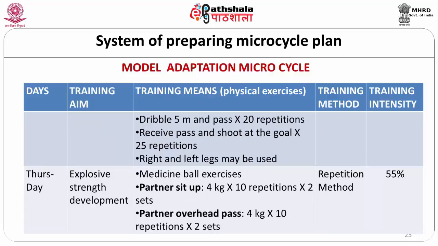Dribble 5 meters and pass 20 repetitions. Receive the pass and shoot at the goal 25 repetitions. Right and left legs may be used.